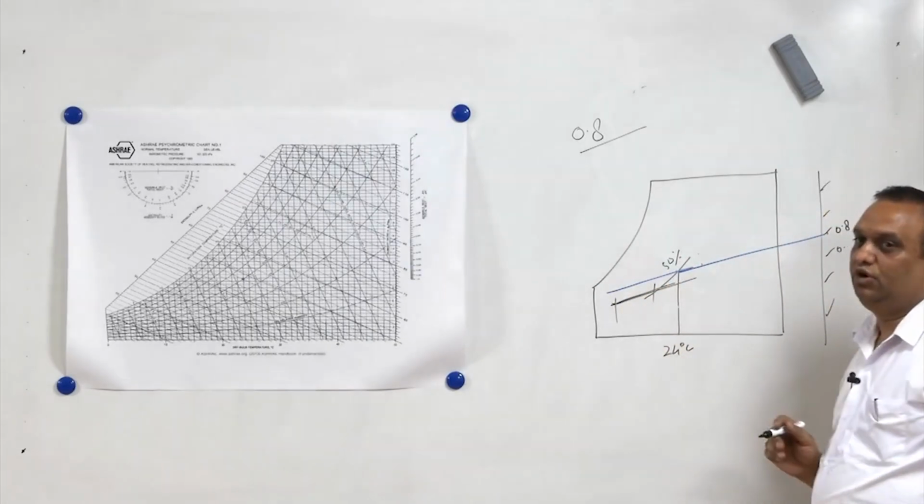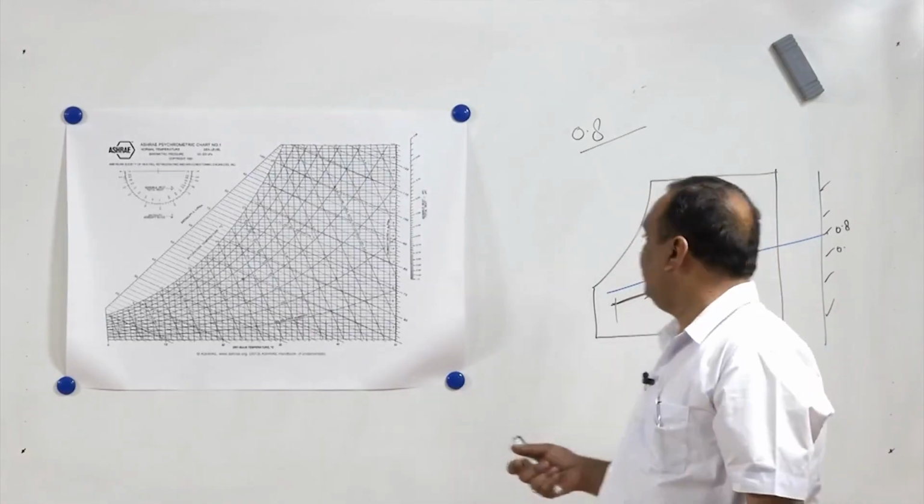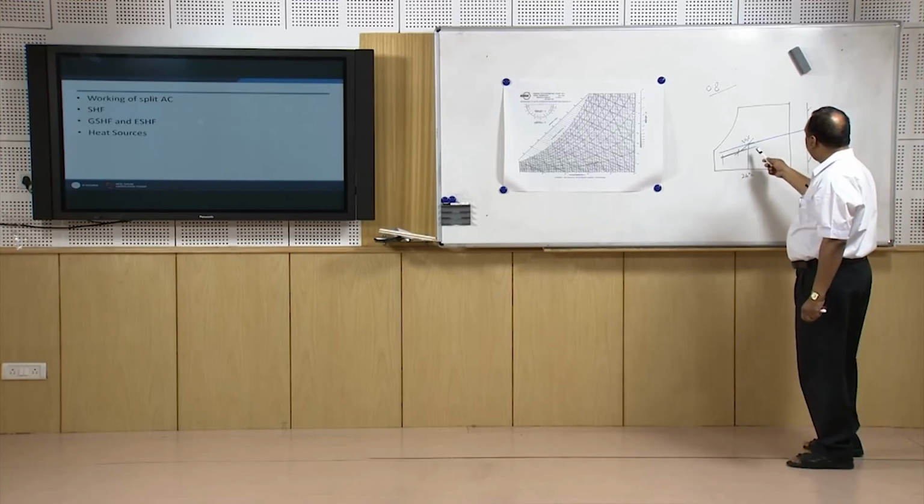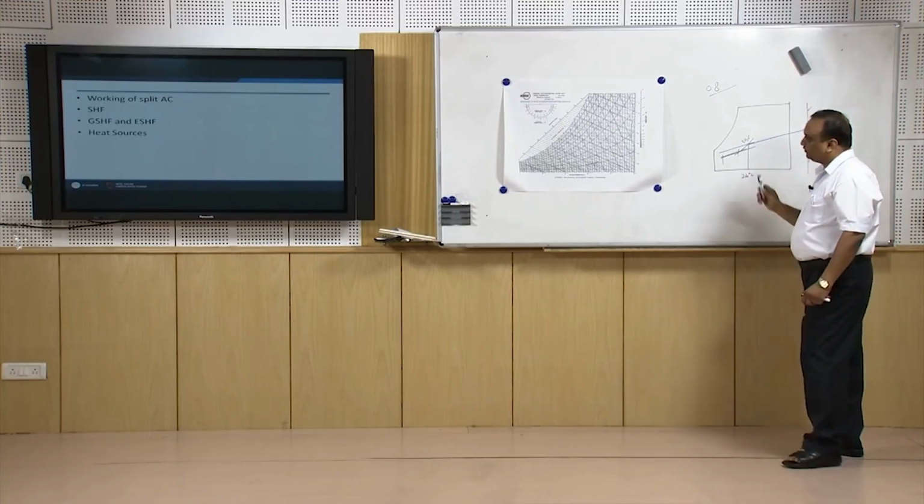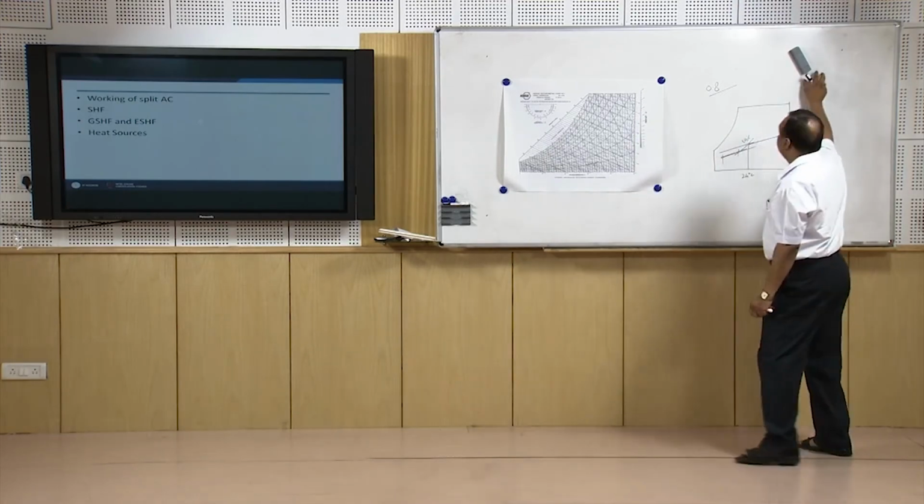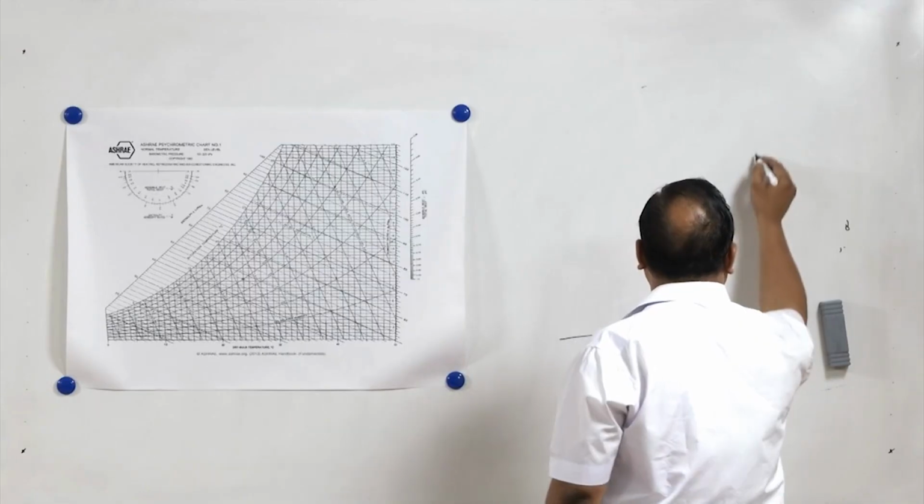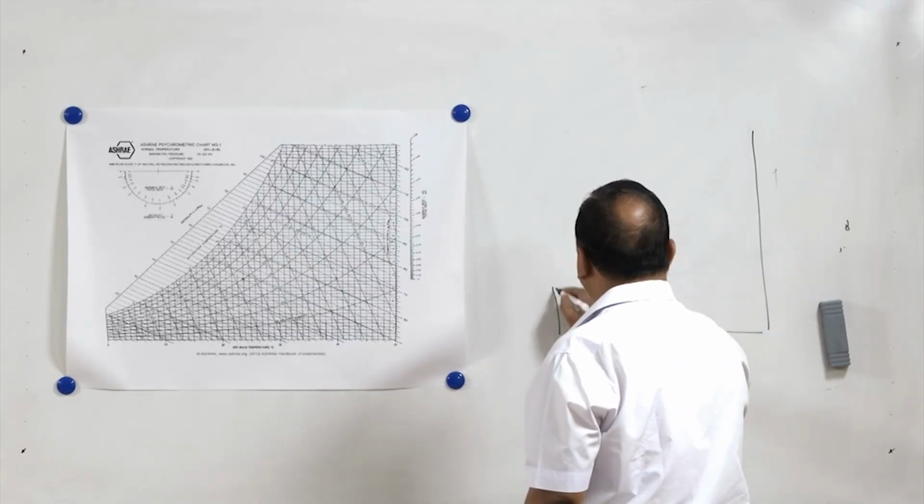Same thing I showed you in the case of a split AC. So when there is a load in the room and we transform the processes on a psychometric chart, these sensible heat factor lines are very helpful. Now we will further discuss this. There is a gross sensible heat factor also. There are two terms, gross sensible heat factor and effective sensible heat factor. Now the sensible heat factor we have taken from the load point.